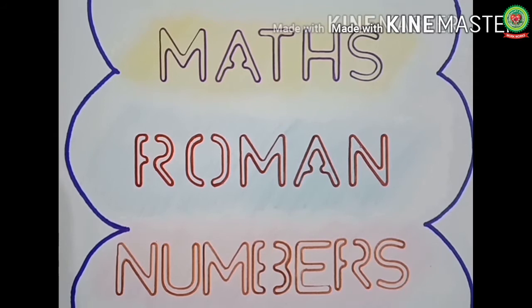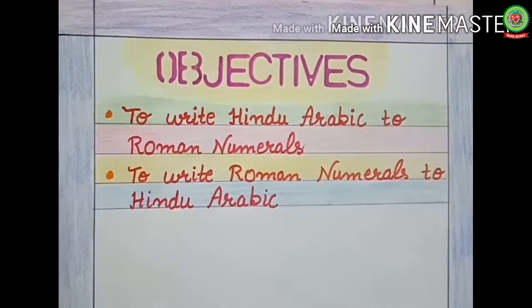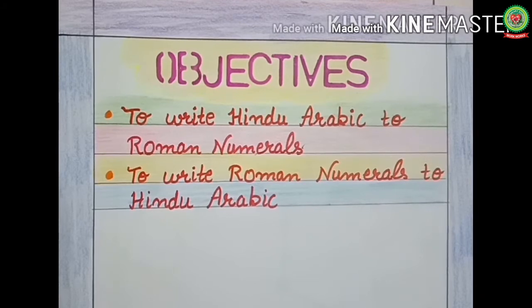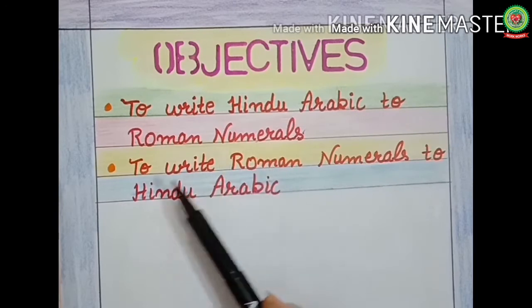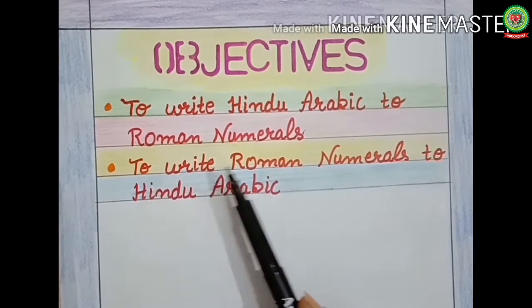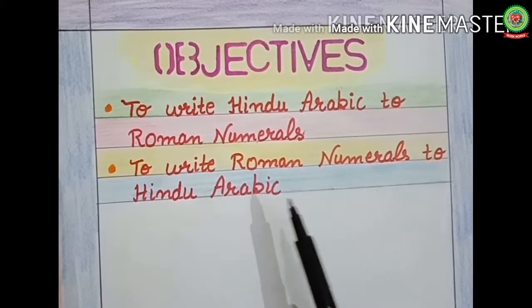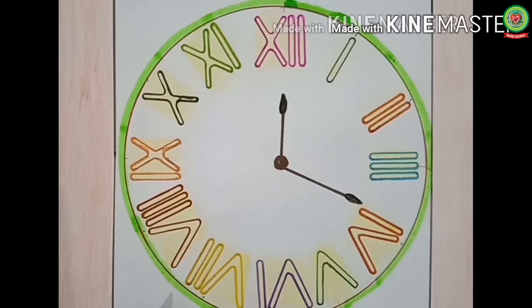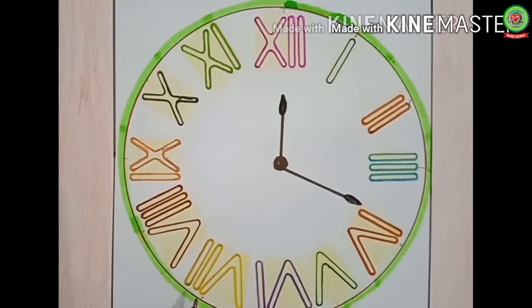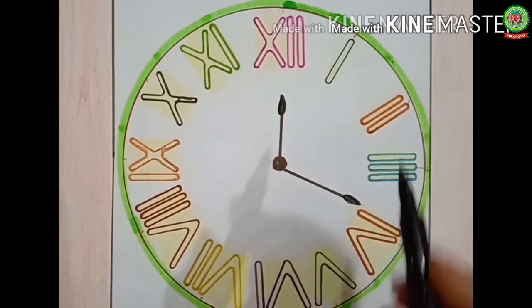Today we are going to start the chapter Roman numbers. The objectives of this chapter are how to write Hindu Arabic to Roman numerals and how to write Roman numerals to Hindu Arabic. Look at this clock. Students, what are you observing from this clock? We have letters in it to represent the numbers.